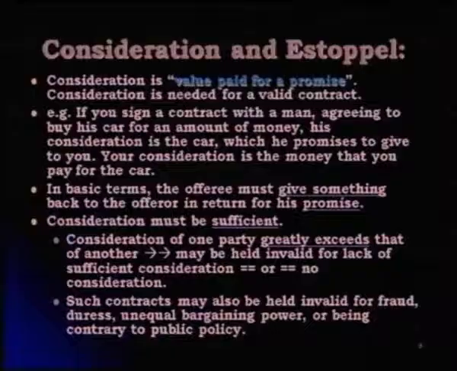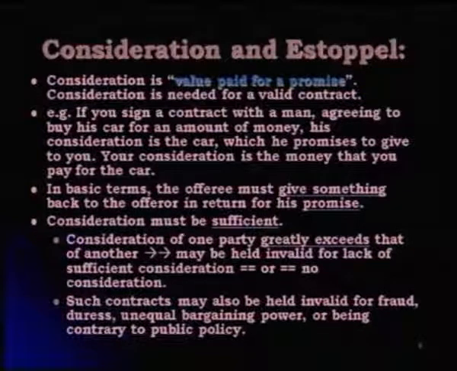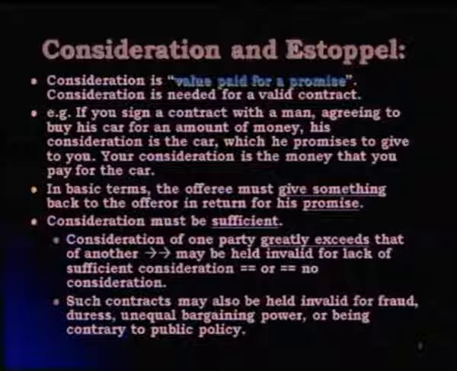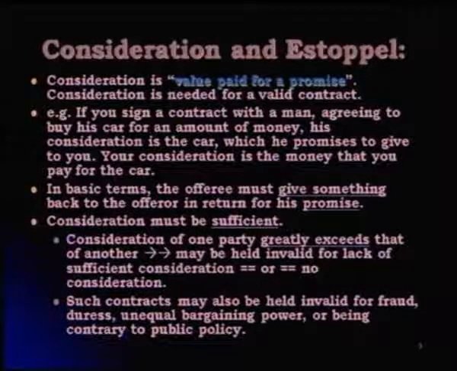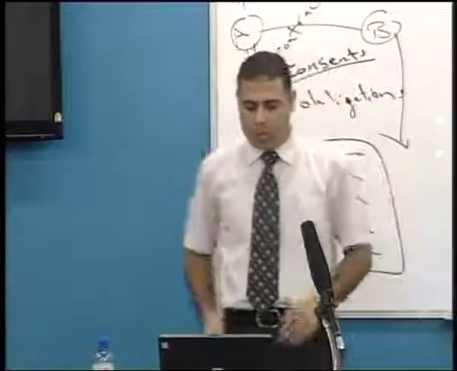Do you understand it? I have my car and you have your money. I want to sell my car and you want to pay the money. Now my consideration is my car and your consideration is the money. So it's the value, the amount of money and the item. These are called consideration. Easy.